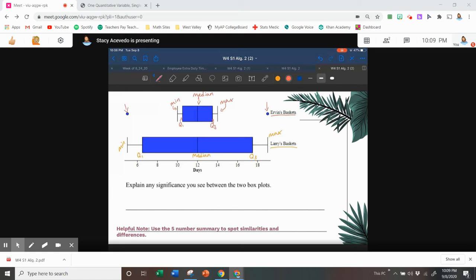On Ervin's basket, what are these dots? These dots are outliers. Knowing that those dots are outliers and looking at the range of these, explain any significance you see between the two box plots. What's similar and what's different? Looking at this, first off, the medians are the same. The minimum and maximums are different.